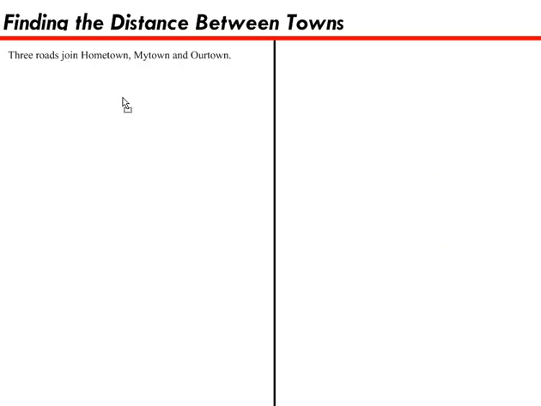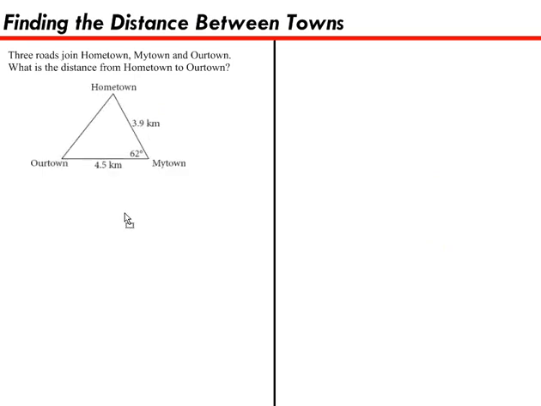3 roads join hometown, my town, and our town. What is the distance from hometown to our town? And luckily they've included a diagram of the 3 towns, hometown, my town, and our town. Let's have a look at what they've given us in the diagram. They've told us the distance from hometown to my town is 3.9 kilometers, and the distance from our town to my town is 4.5 kilometers. And the angle between hometown and our town is 62 degrees.